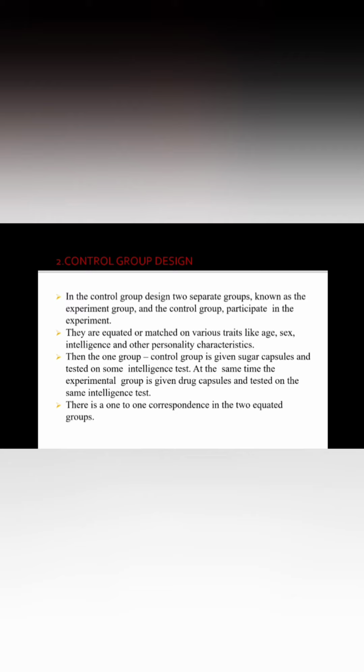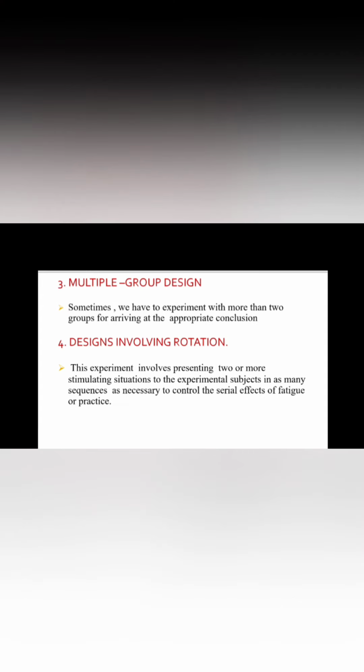There is a one-to-one correspondence in the two equated groups. That is the control group design. The third one is multiple group design. Sometimes we have to experiment with more than two groups for arriving at the appropriate condition, which is more for comparison. So in multiple group design we need two or more groups. For that this kind of design is used.